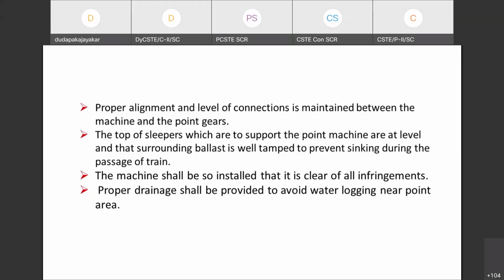And packing also. During the passing of a train, if we observe any vibration in the point layout because of loose packing, that should be informed to the concerned P-Way and got attended, so that intermittent failures can be avoided. And lubrication is also one of the most important points.